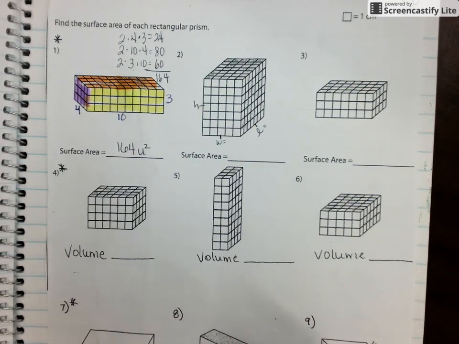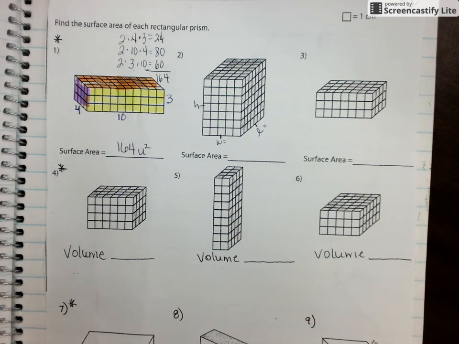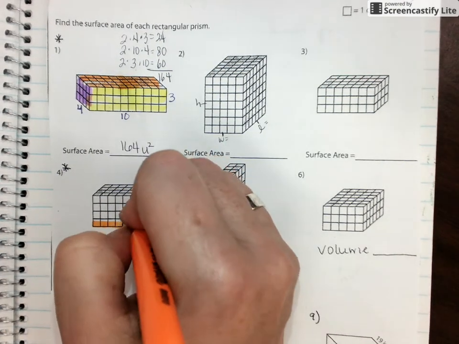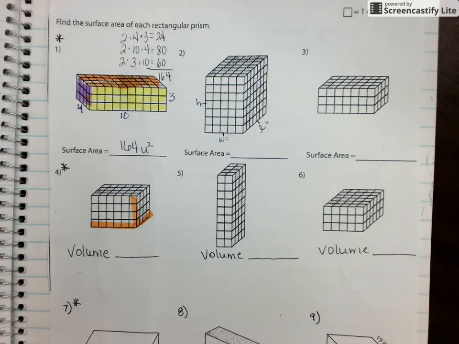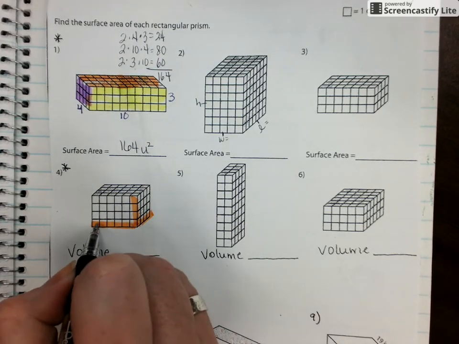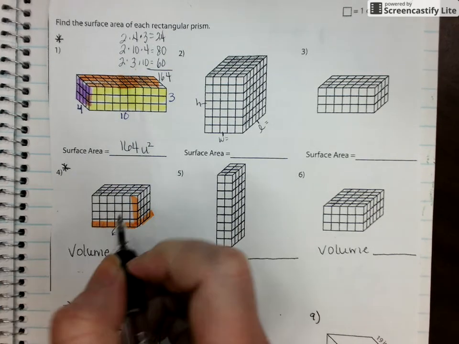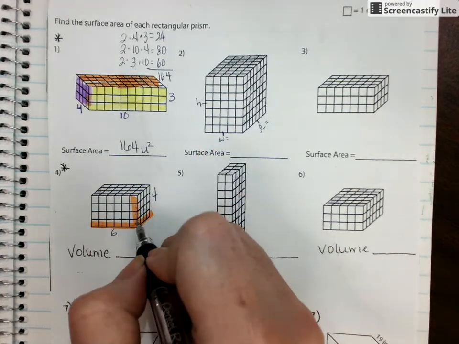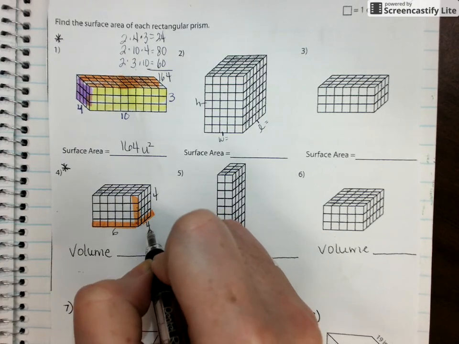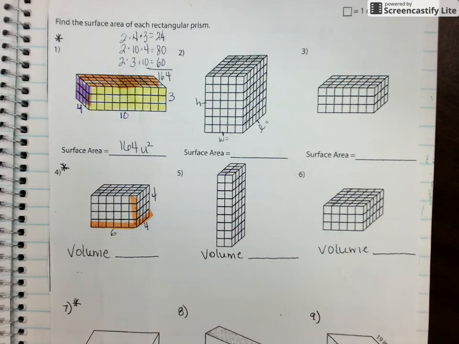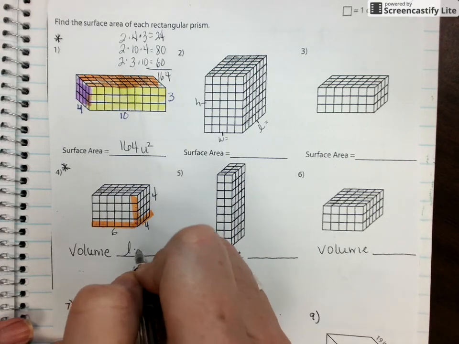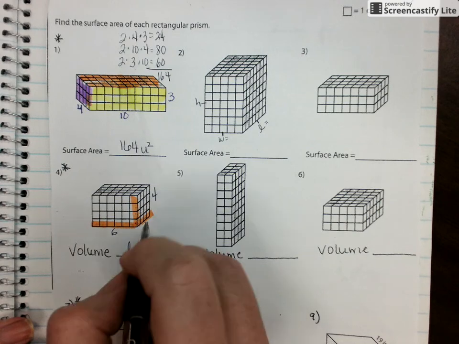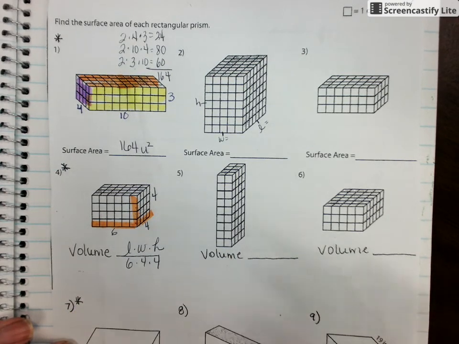Let's look at finding volume. Again, with volume, you still need your dimensions. Okay? So this here, 1, 2, 3, 4, 5, 6. My height is 4. And my depth here is also 4. So volume is length times width times height. So it's just going to be 6 times 4 times 4. You just multiply it straight out.